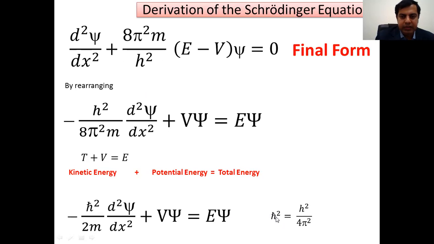Another form of this equation: you can replace this with the reduced Planck constant, which is shown by h bar, and h bar will be equal to h over 2 pi. When you take the square, it will become h square over 4 pi square. So here you can replace this factor because here it is h square. So you put the value of h square over 4 pi square over here. 2 is left because 4 multiplied by 2 is 8. So m is left, and the whole will remain the same.